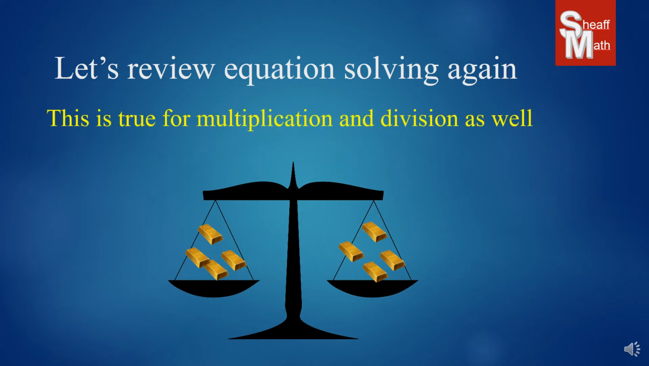Now, this is also true with multiplication and division, okay? So a little visual here, if I wanted to multiply the left side times 2, or double it, I would have to double it like that. But in order to keep that scale balanced, I would have to double or multiply the right side by 2 as well to keep it even. Okay?